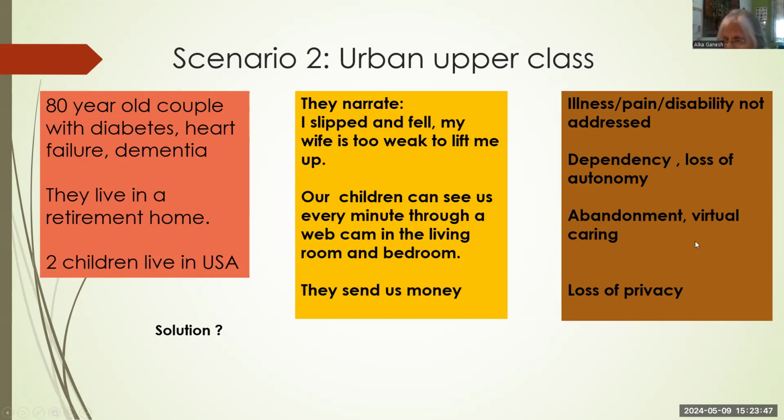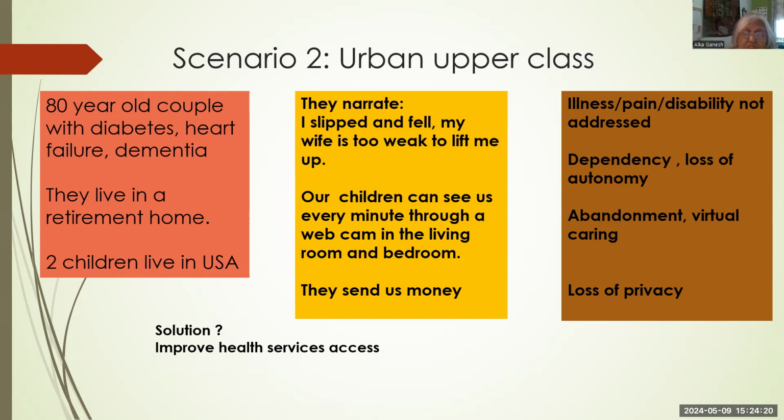And this virtual caring is what many upper class people suffer from, because the children are in different parts of the world and are unable to be actually there. And because of this webcam, they actually have a loss of privacy. Every moment, somebody sitting thousands of miles away can see what you're doing, even if your family are available. It's not good. So what's the solution?